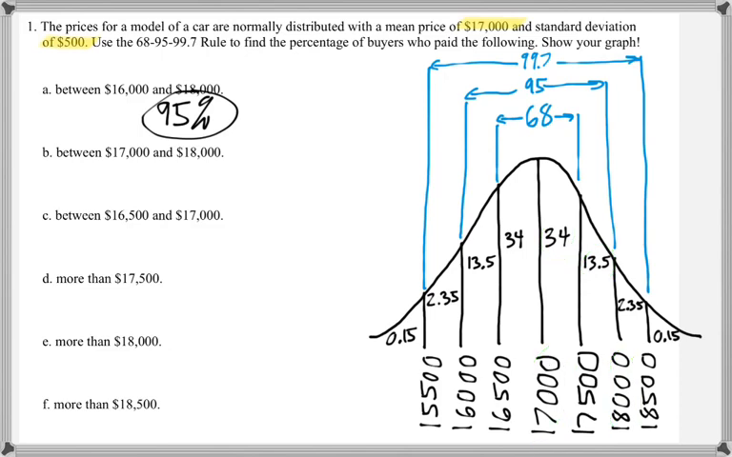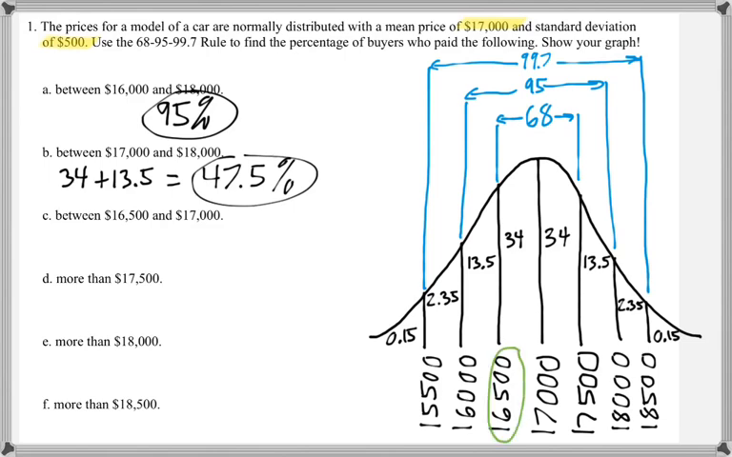So I want to add up 34% and 13.5%, which gives me 47.5%. Part C says between 16,500 and 17,000. So that would be this region, which is 34%.